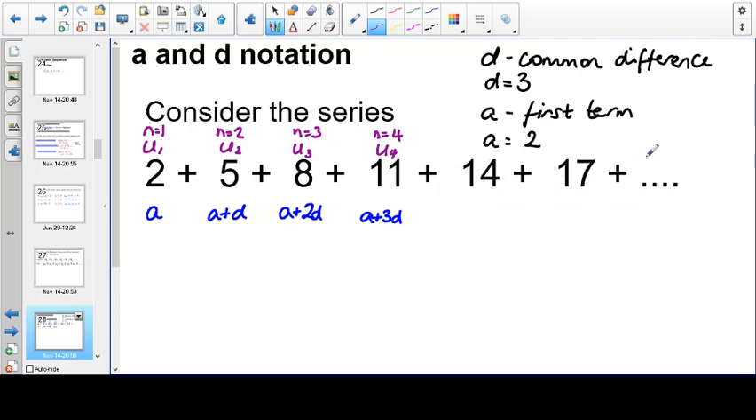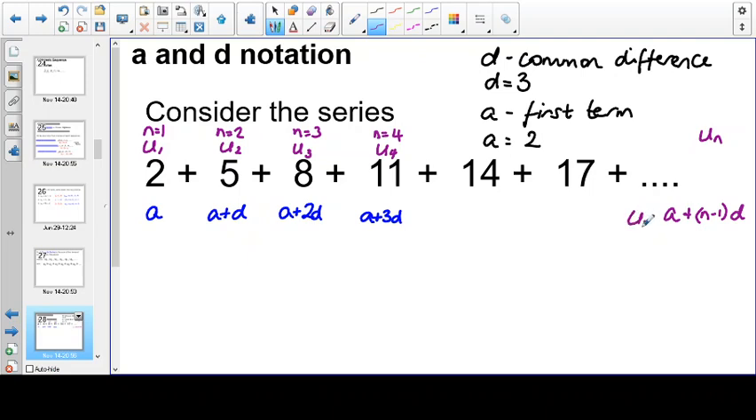That means that there will be some term in position n. So in other words, the nth term, that's going to be the first term plus how many D's? Well, it's however many, whatever n is, take 1. So n is n. So it's going to be n take 1 lots of D.